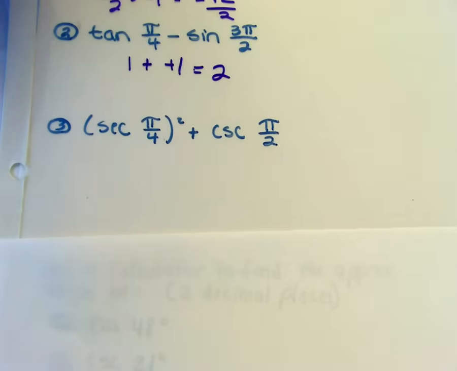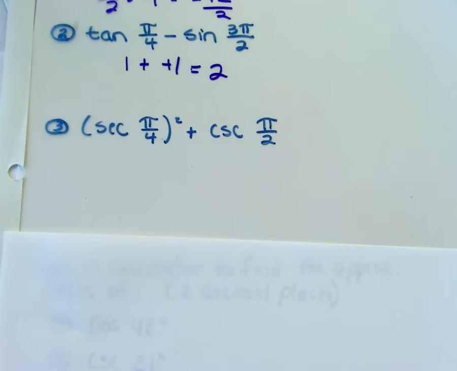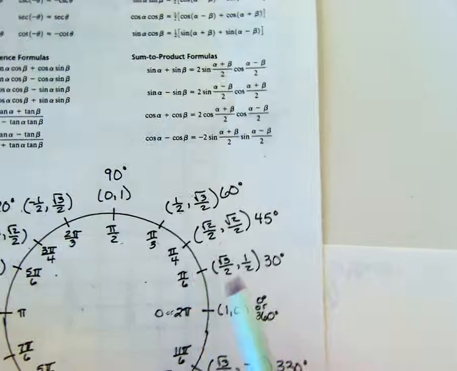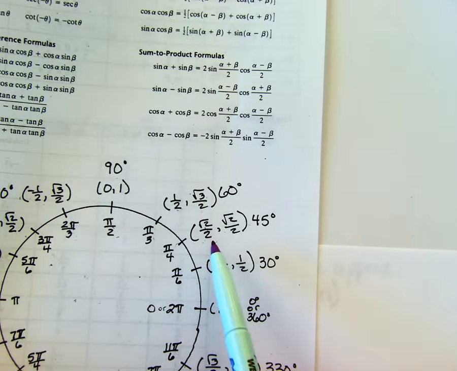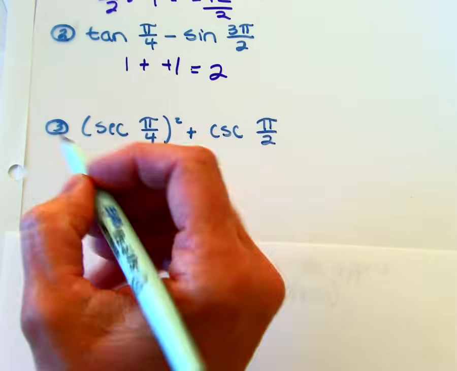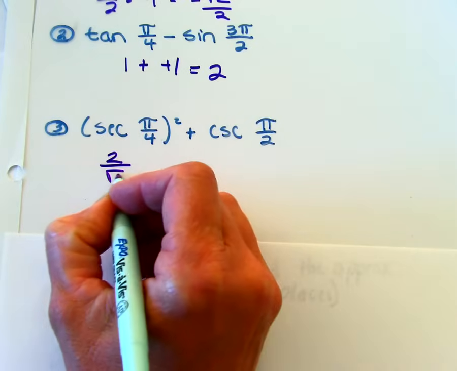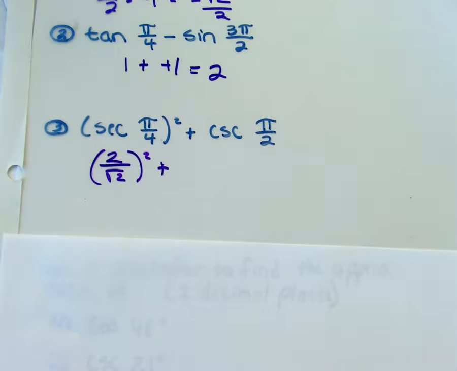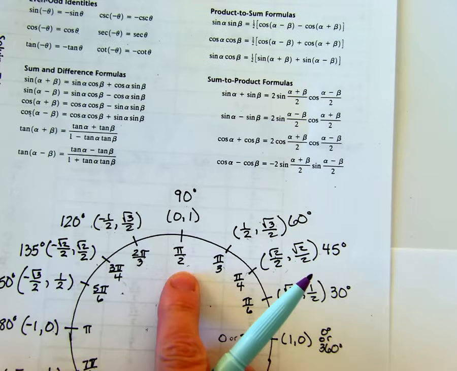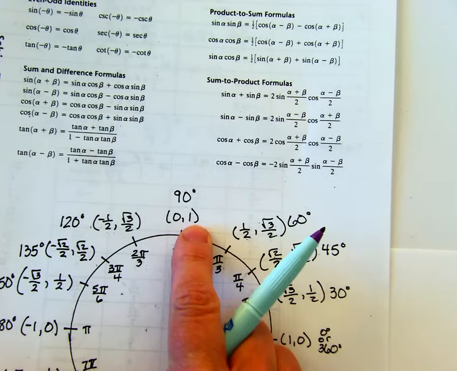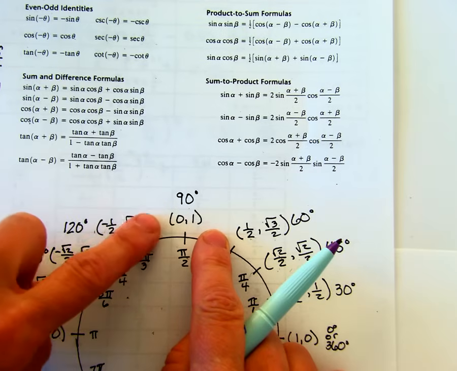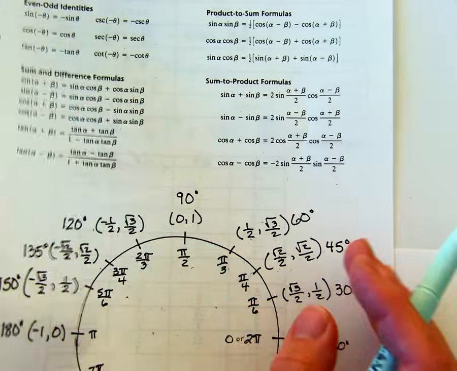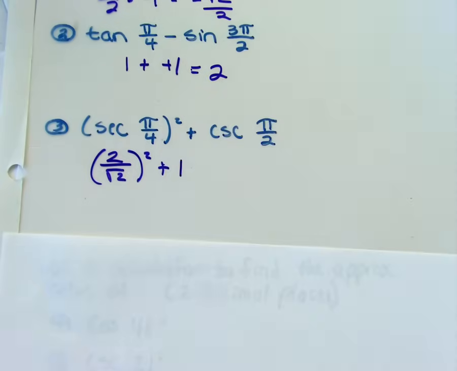This one has a secant and a squared. So this one looks like a good time. So first I have secant of pi over 4 squared. So I look at my unit circle. Secant is the reciprocal of cosine. So I have to flip this square root of 2 over 2. So I'll have 2 over square root of 2 squared plus the cosecant of pi over 2. Here's pi over 2. Cosecant's reciprocal is sine. Now, a lot of times people want to do 1 over 0, but that 0 is not involved. We're just looking at the y value, and if you flip 1, you just get 1. So here I'm going to get 1.